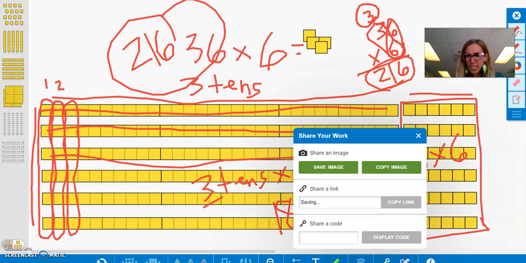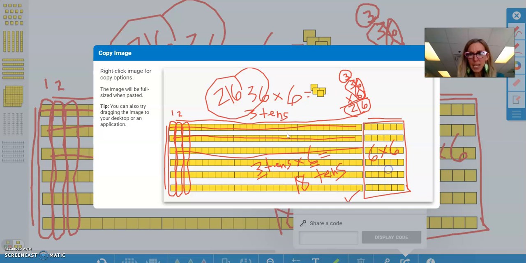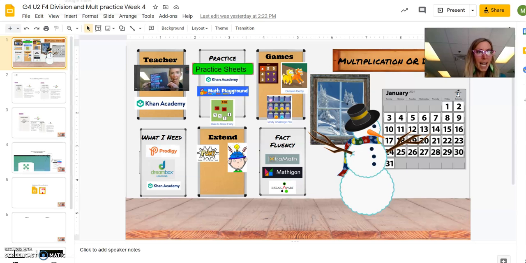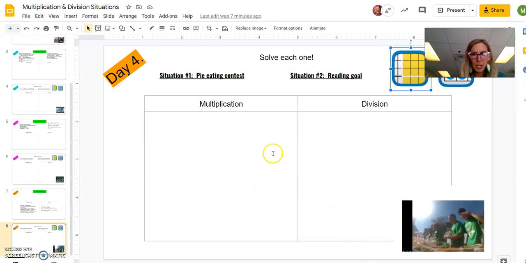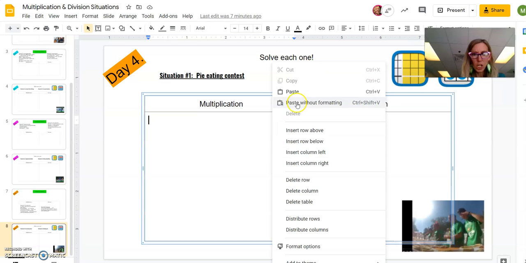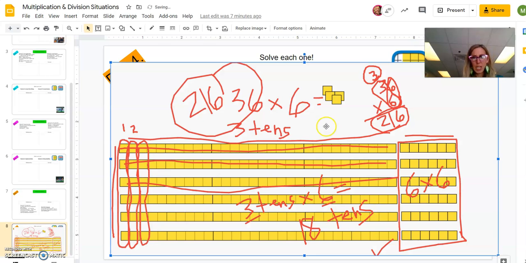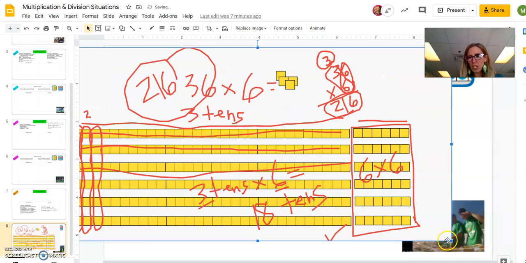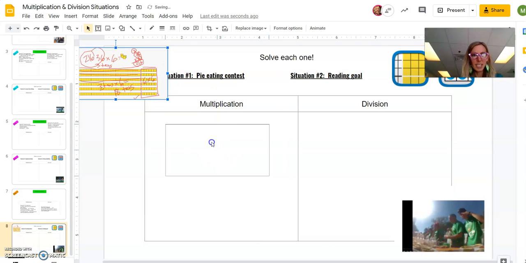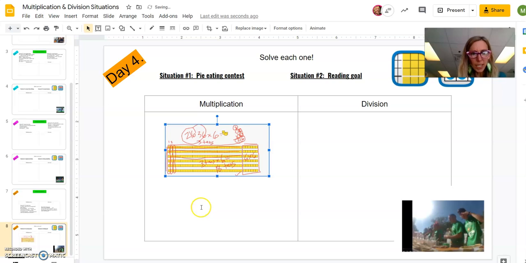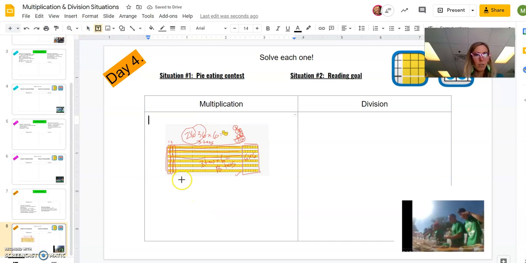So I would go ahead and share that, copy that image, right-click it, copy it, bring it back into my Google slide, and paste it in there. Cha-ching. And I have my multiplication masterpiece. Yes. Okay. And I could even write a sentence to go with it. What would I say?